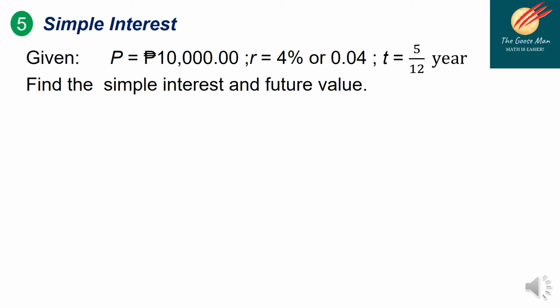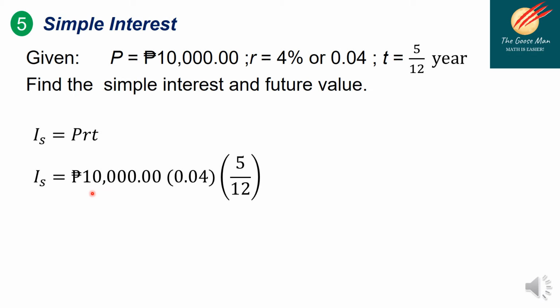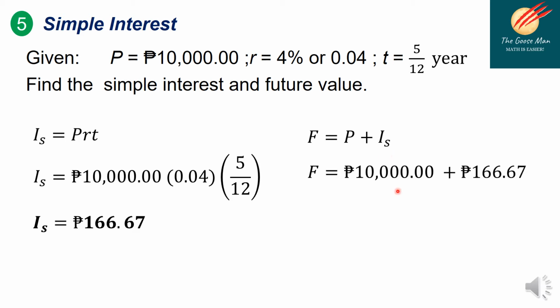First, we have here the simple interest is equal to principal times rate times time. Then we will simply substitute the value of the principal, rate, and time. So we have here 10,000 times 4% times 5 over 12. So the simple interest is equal to 166 and 67 cents. Next one. Let's find the future value. So this is equal to the present value plus simple interest. So we have 10,000 plus 166.67 pesos. So the future value is equal to 10,000 pesos, 166 and 67 cents.